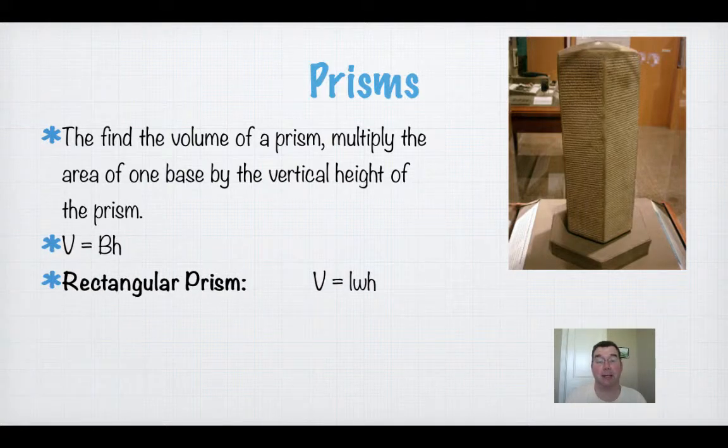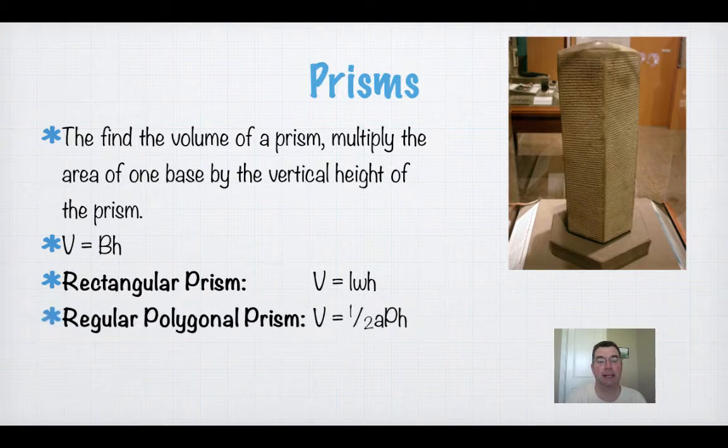If we have a rectangular prism, that area is length times width, and we'll multiply that by the height. If it is a regular polygon at the base, then the volume is going to be 1/2 times the apothem times the perimeter of the base. Multiply that by the height, and you've got the volume. For a cylinder, it's going to be pi r squared times the height.